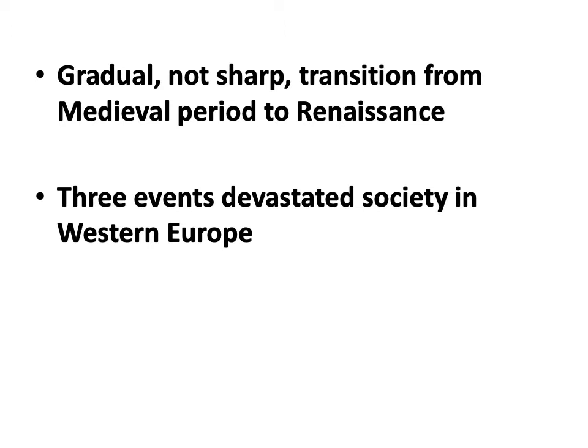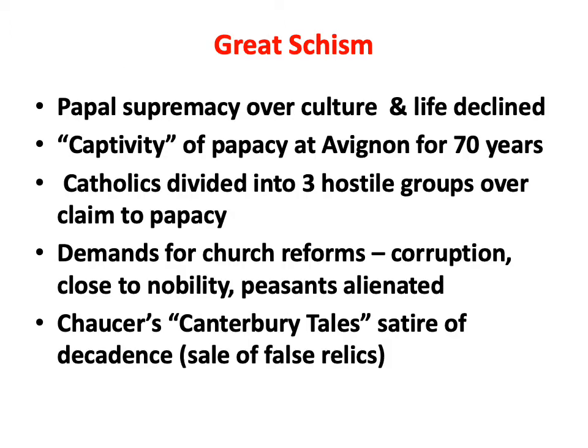Now, during the 13th century, there were three major events that totally devastated the social order in Western Europe. The first is referred to as the Great Schism. Schism means a break in ideas or ideologies. We had seen during the Holy Roman Empire that the Pope ruled dominant over culture and life throughout Western Europe. However, there were three contenders for the papacy over a period of about 70 years, and they were, in essence, held captive at Avignon in southern France because of the great disagreements among various Catholics.